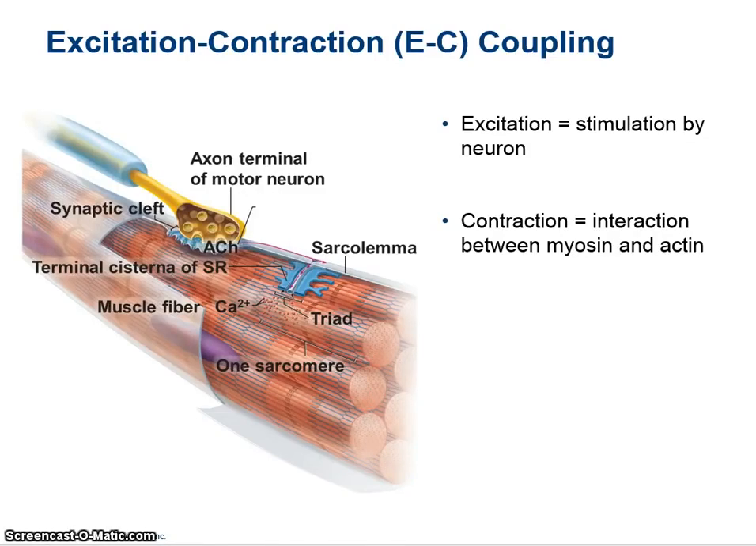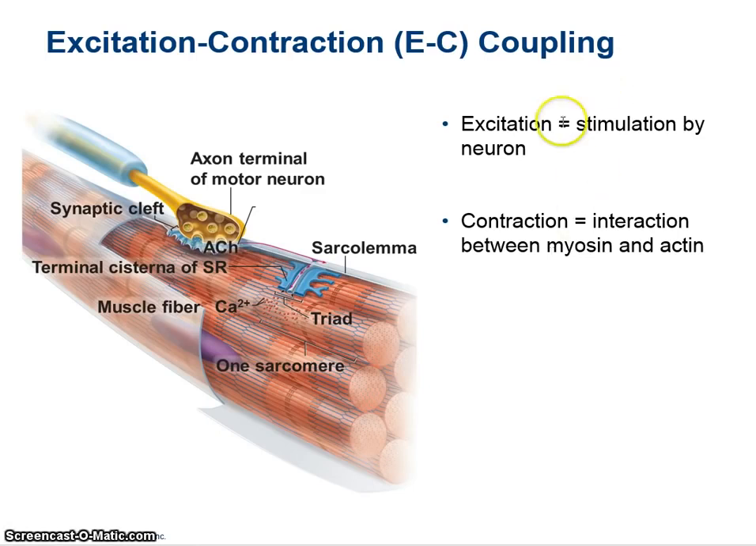A couple of terms we want to define first. Simply, excitation means stimulation by a motor neuron, and you are going to see that this stimulation causes an electrical event or a change in the membrane potential. And then contraction is the physical interaction between myosin and actin. So you remember this is myosin grabbing onto actin and pulling.